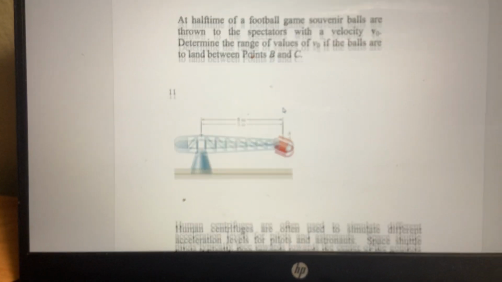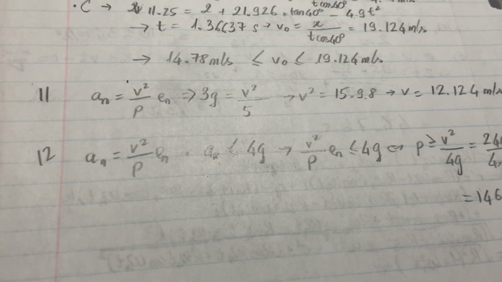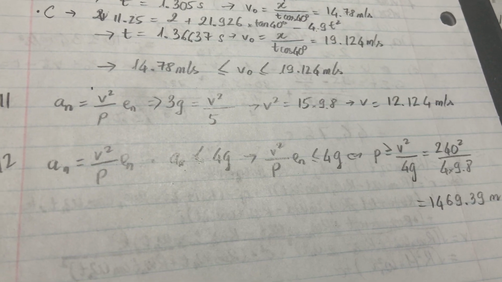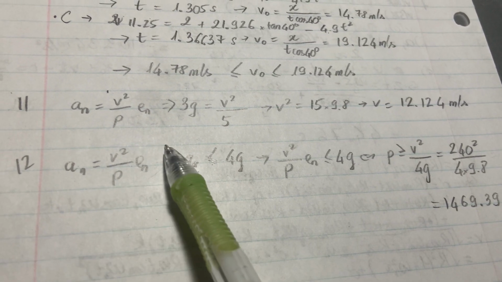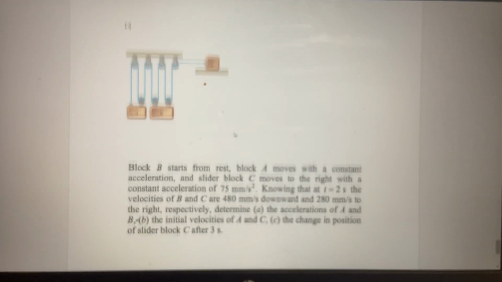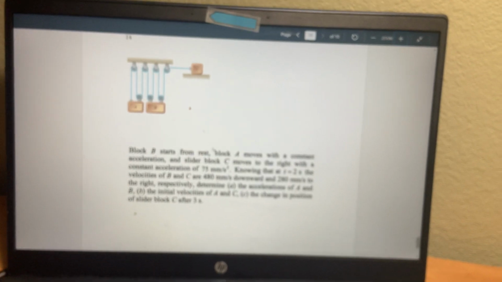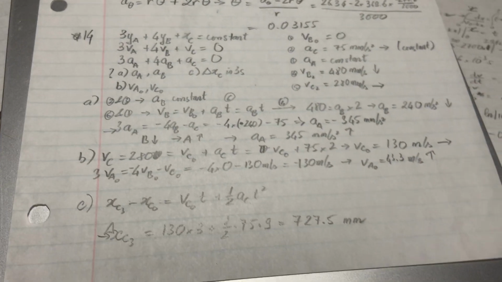Okay, 11 and 12, they use pretty much the same formula. This one, so nothing to say. This one is just the same as problem number 6.